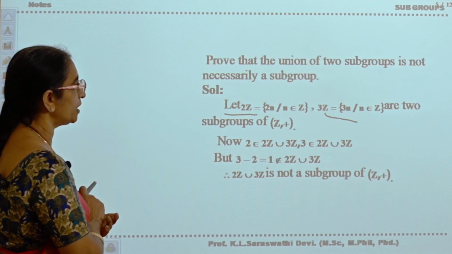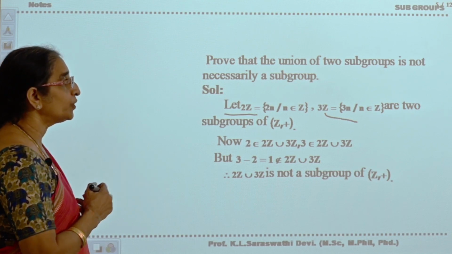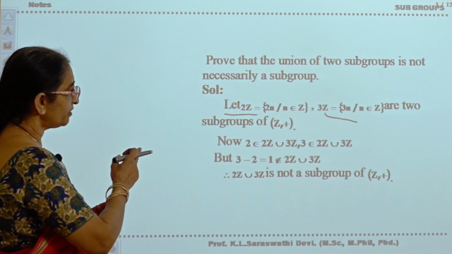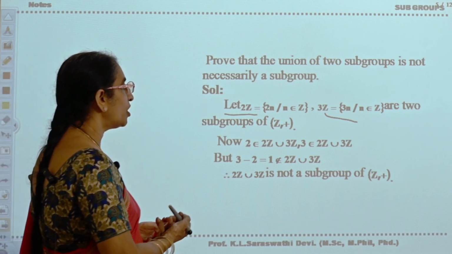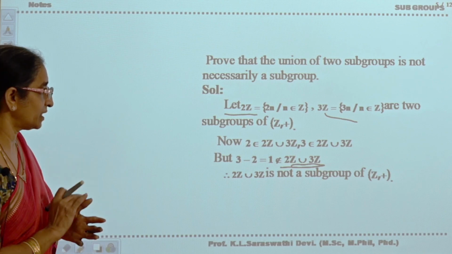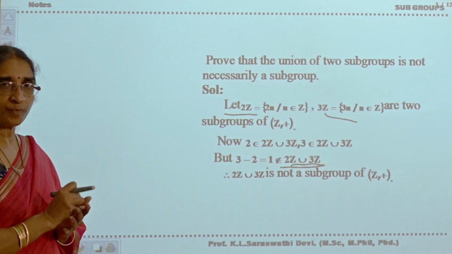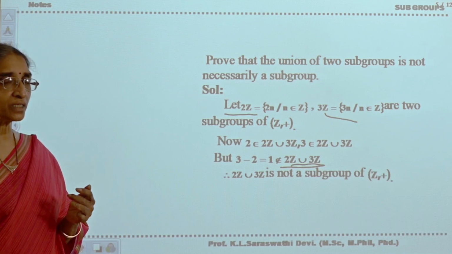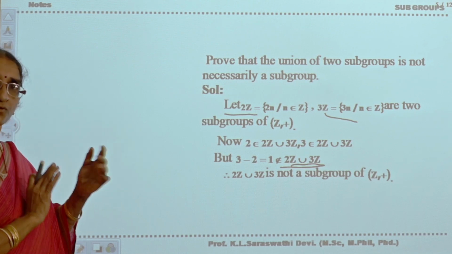2 belongs to 2Z, 3 belongs to 3Z. Now 3 minus 2: 2 is an integer, that means n belongs to Z. Therefore, minus 2 belongs to 2Z. 3 minus 2 is equal to 1. It does not belong to 2Z union 3Z. So, closure property is not satisfied. So, even though 2Z is a subgroup of Z and 3Z is a subgroup of Z, their union is not becoming a subgroup of Z under addition. Now, is it clear? This is one example.